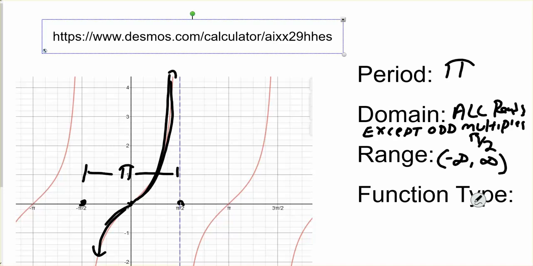And what type of function is this? Is this an odd function or is this an even function? Well, it looks like you have rotational symmetry. So I would say this is odd. Make sense?